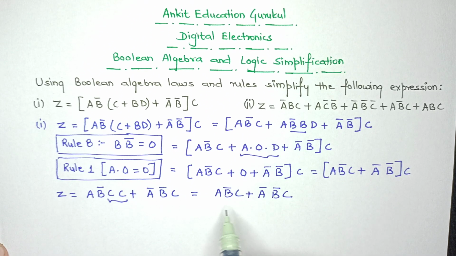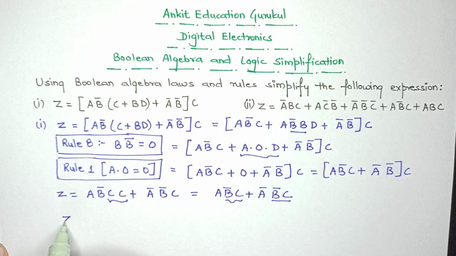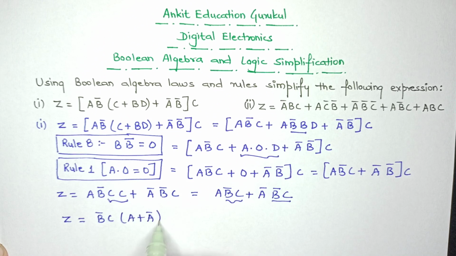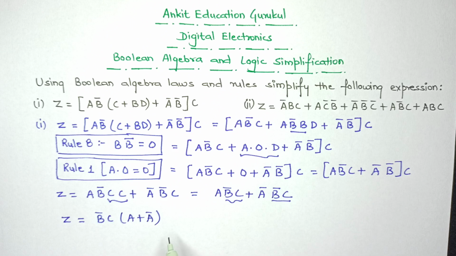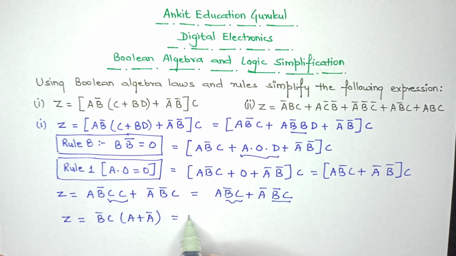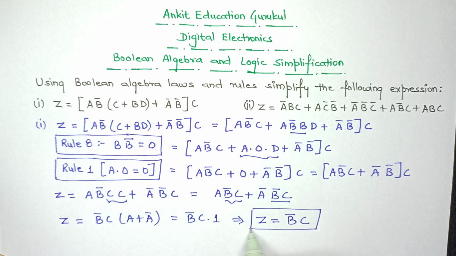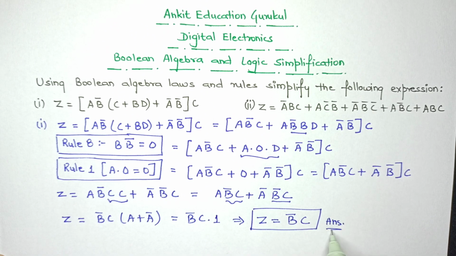Now if you notice from this expression here, the term B bar C is common in both these terms. So that means we can take this common. So this would be B bar C multiplied by (A plus A bar). A plus A bar would become 1. So this would be B bar C multiplied by 1. So that means the final answer to this particular question is B bar C. So this is the answer to the first problem.